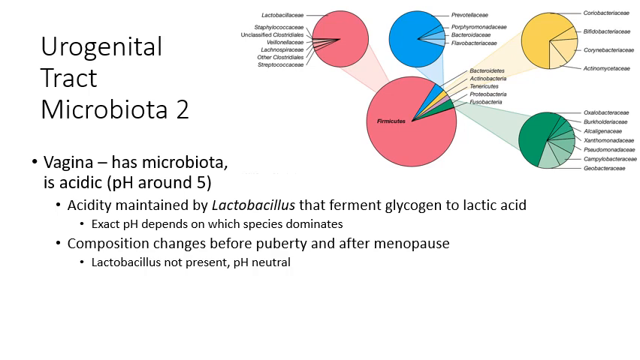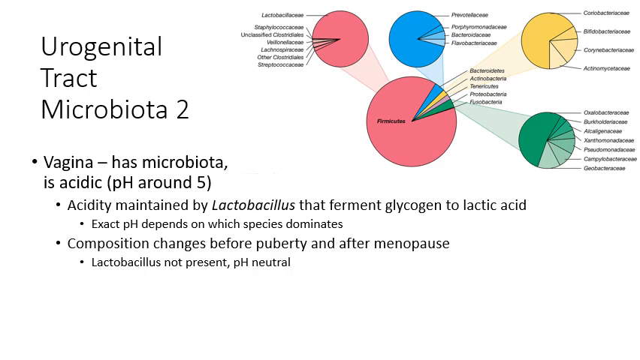Different people will have different species in the Lactobacillus genus in their vagina microbiota, and exactly which species you have dominating is actually going to determine what the pH is. So different species would actually produce different amounts of lactic acid and lead to a different pH in the vagina.